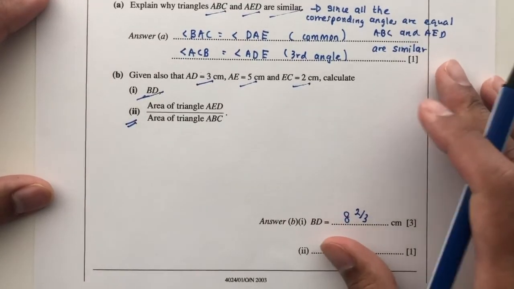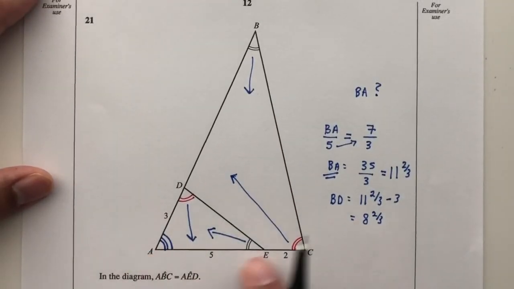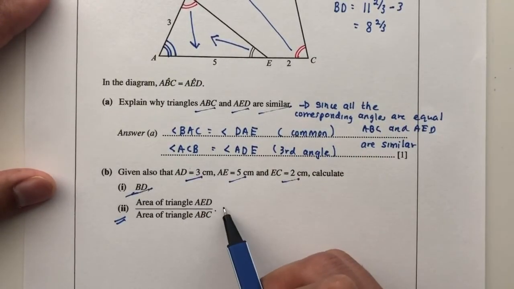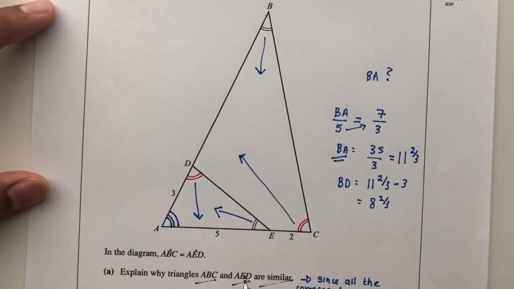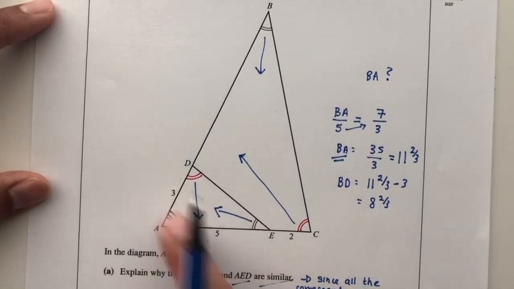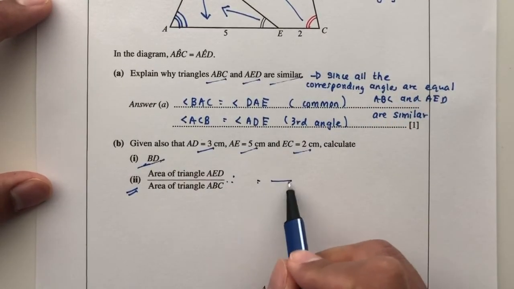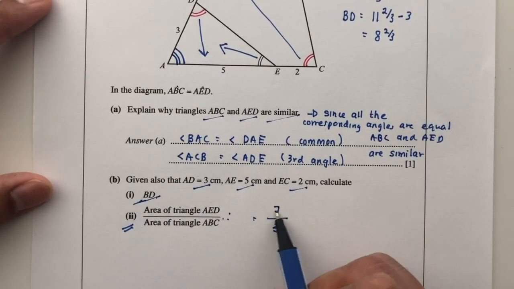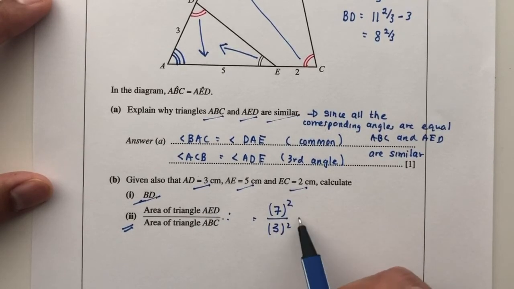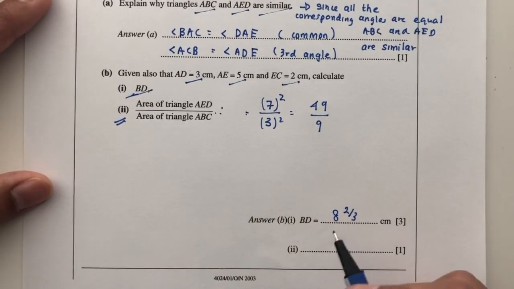Now part 2, the ratio of the area of triangle AED to the area of triangle ABC. Pretty easy. We just have to find one corresponding side. We can just take this corresponding side. For the small triangle that will be 3, and for the big one it will be 7, right? Now since it is area, we have to square both sides. That will be 49 over 9, the ratio for their area.